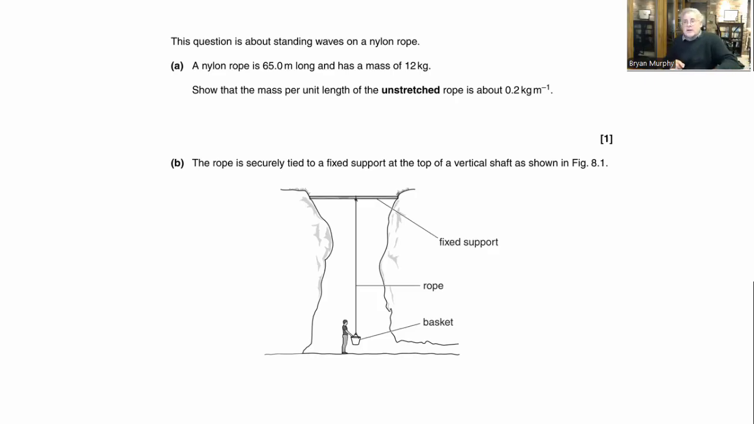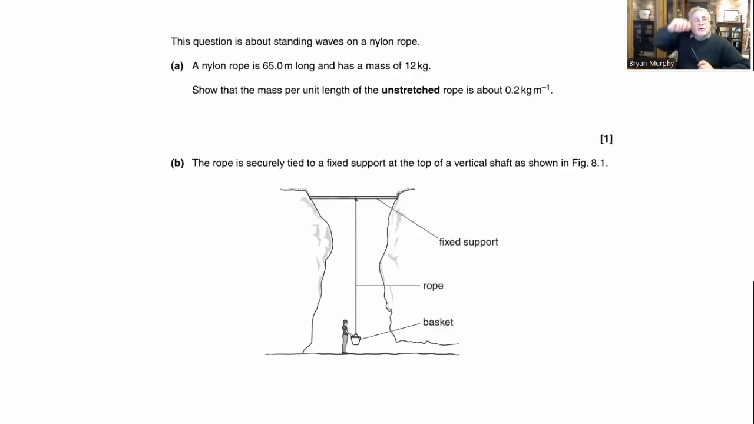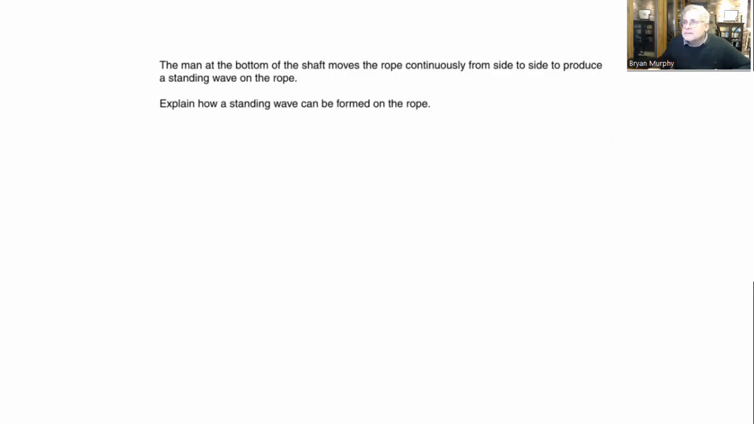Right, so here is our rope. Now they've given us a clue that the rope has mass per unit length. So there's a basket dangling at the bottom. What the man does is flap it around to produce a standing wave. Explain how a standing wave can be formed. A wave travels up the rope, hits the fixed support at the end, and is reflected back. You have two identical waves passing through the same medium. Then they will interfere with each other and you get a standing wave. So that's that job done. How many marks? I don't know.